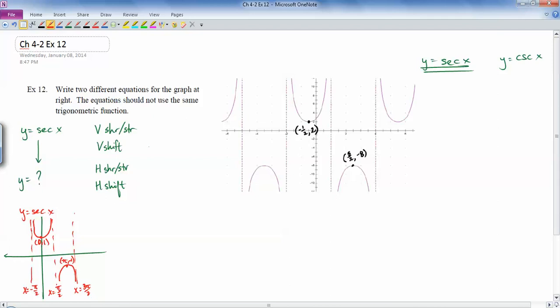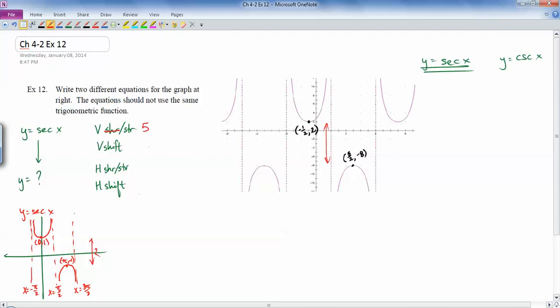So let's figure out the stretches or shrinks first. Vertically, normally these two U's are 2 units apart. If you look at them now, they're 10 units apart. So that means we've got to stretch it by a factor of 5 to go from 2 to 10. So it's going to be a vertical stretch, not a shrink, of 5.